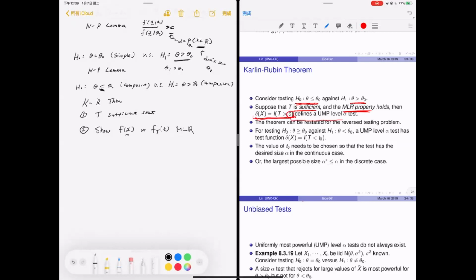Using that size alpha. Again, it's alpha equals, under the null hypothesis. Your null hypothesis is theta smaller than theta 0. You do need to find the supremum over theta under the null hypothesis.